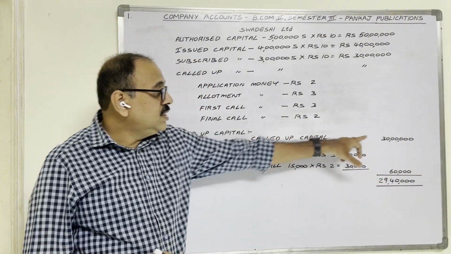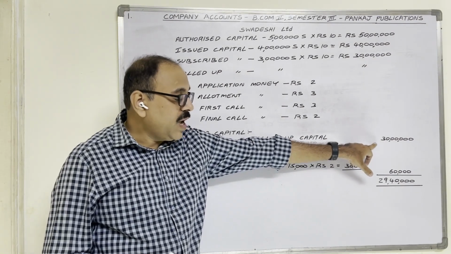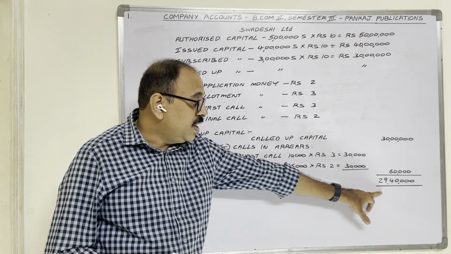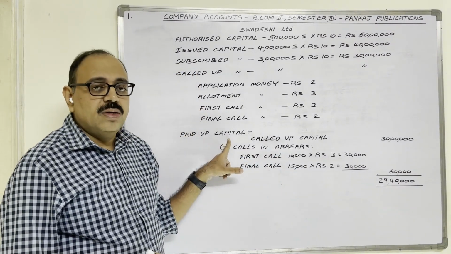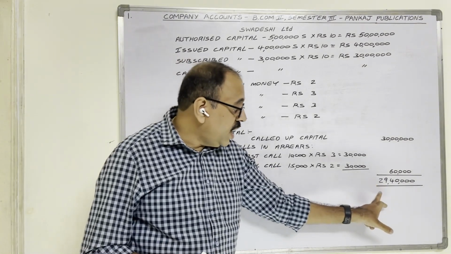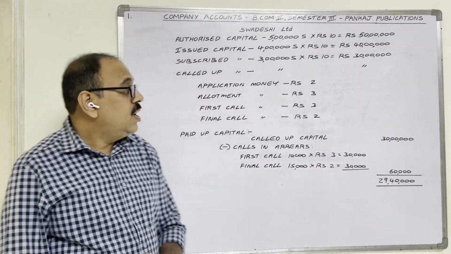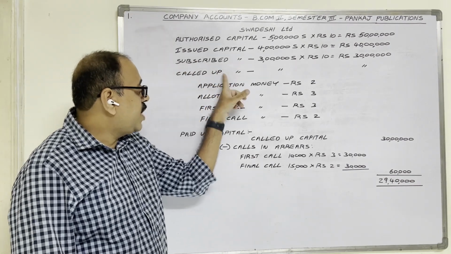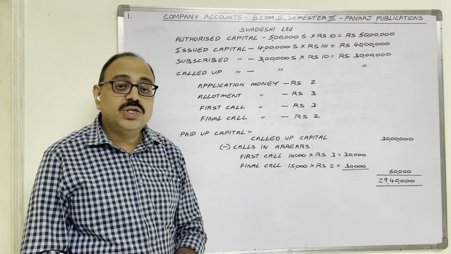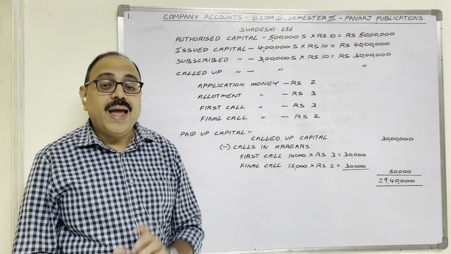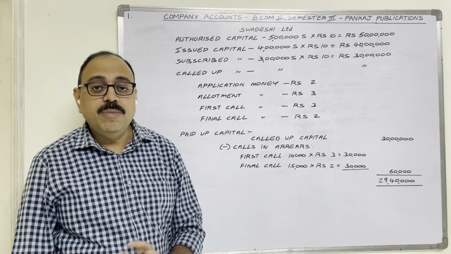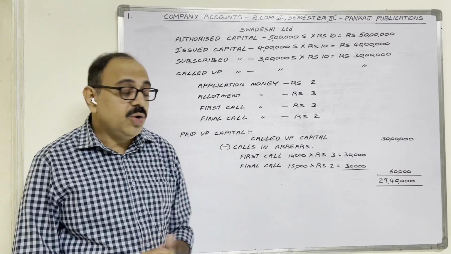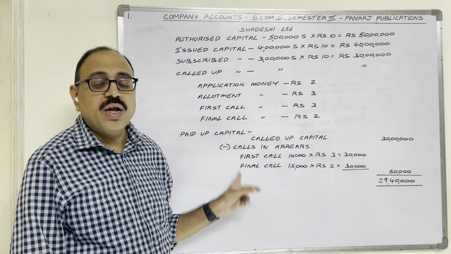So called up capital is now 30 lakh rupees. When you subtract calls in arrears from called up capital, the remaining capital is known as paid up capital. So paid up capital is 29 lakh 40,000 rupees. Here authorized capital, issued capital, subscribed capital, called up capital and paid up capital are all categories of capital. On categories of company share capital, I made a separate video. The video link is available in the description box. If you want to know more about this, you can see that video.